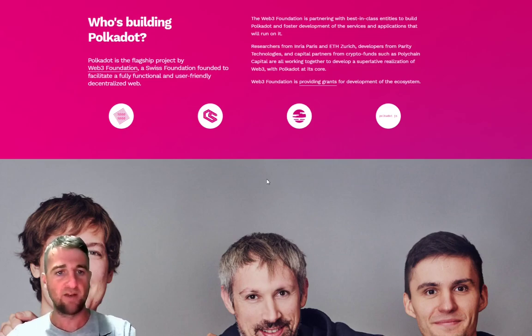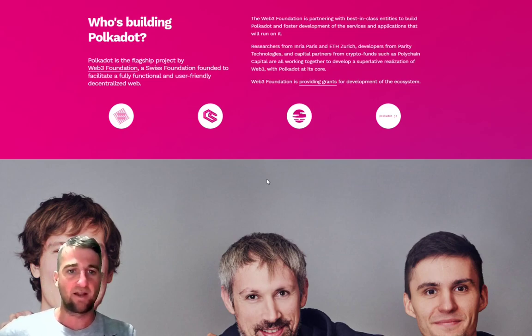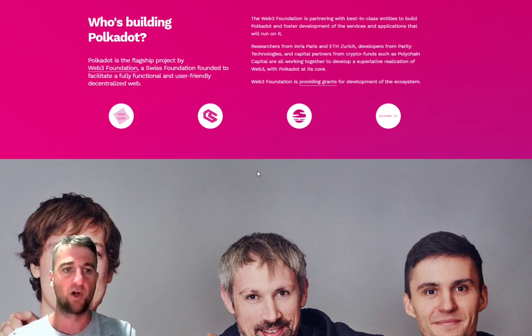Researchers from ENS Paris and ETH Zurich, developers from Parity Technologies, and capital partners from crypto funds such as Polychain Capital are all working together to develop a superlative realization of Web3 with Polkadot at its core.